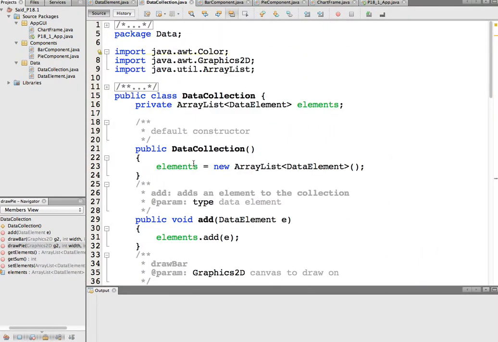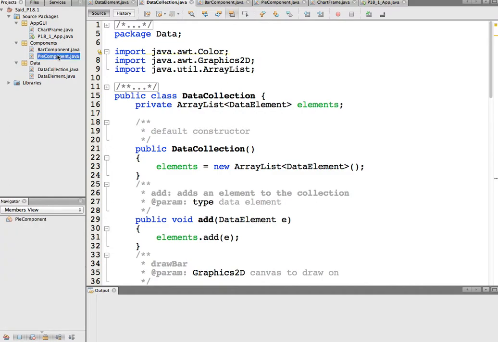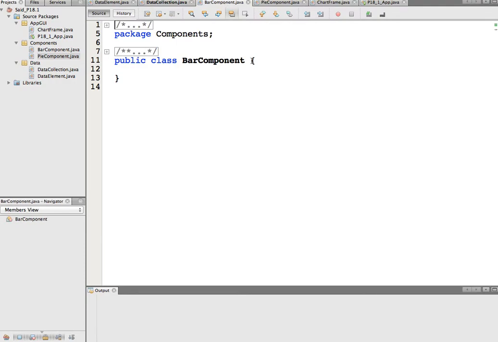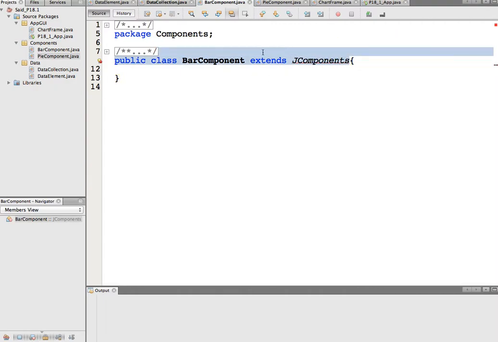So that completes everything for the data collection. The next step is to create the pie component and the bar component, and these classes will be similar. It extends JComponent. And you know what, maybe it's better if I do this in another video. Okay.